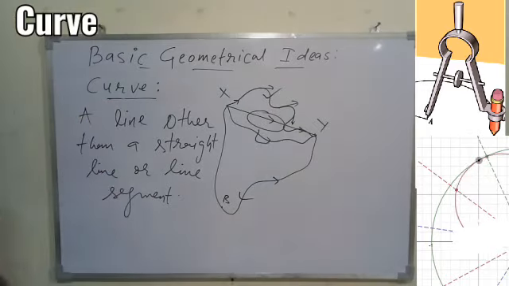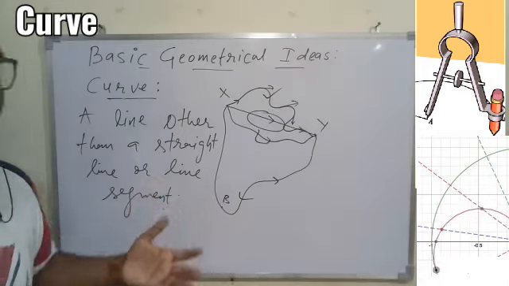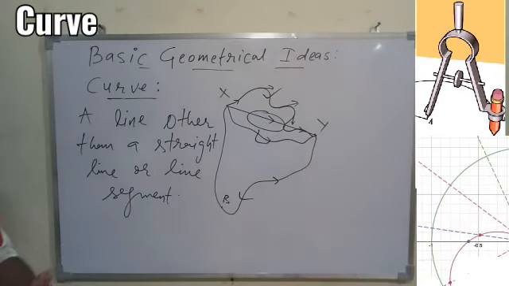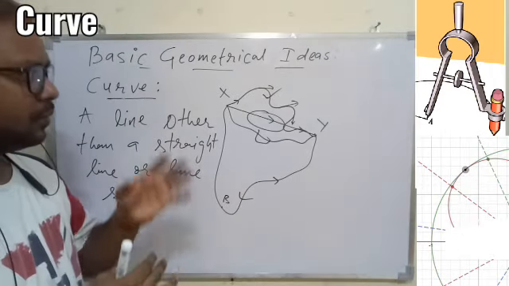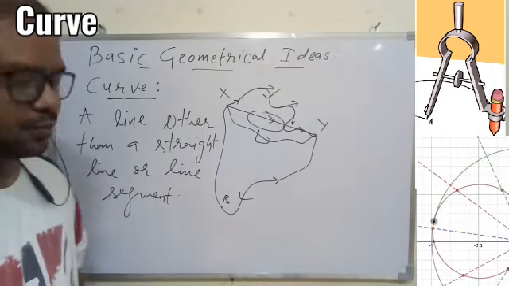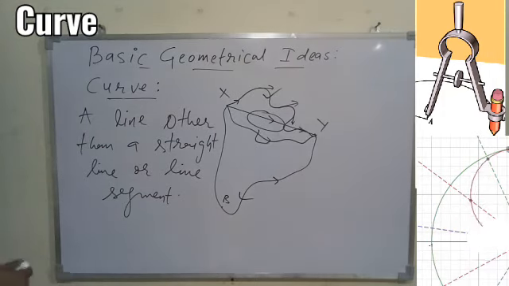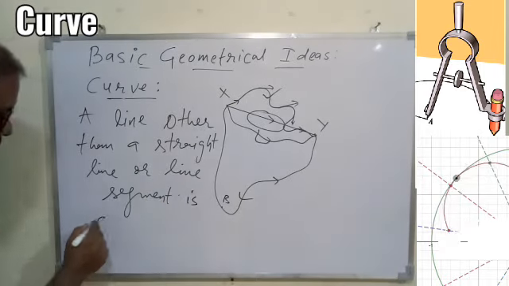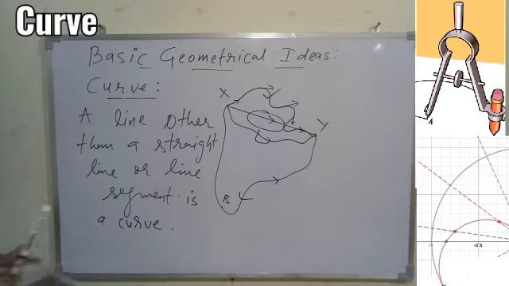So on a curve you are going to change your direction a number of times, but on a straight line you keep moving in the same direction, and that is another difference we can find between a curve and a straight line. I hope you understood that a line other than a straight line or line segment is a curve. This is a simple definition we can talk about.